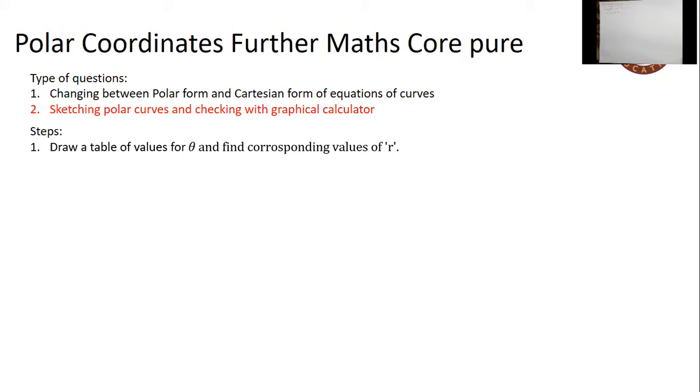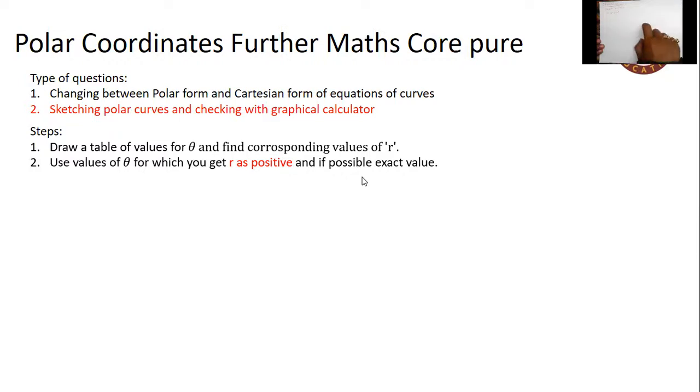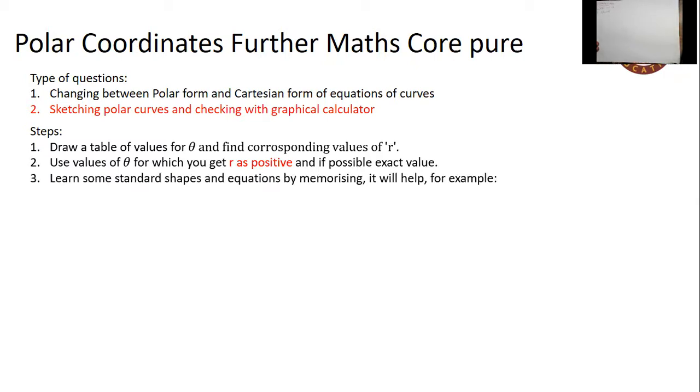We did that in Day 7 when you started drawing graphs from a table of values. But it's very important that you use those values of theta for which you get r as a positive answer, because Edexcel only wants you to plot the values of r where they're positive. For MEI, we do negatives as well, and I'll show you a couple of examples for both. And if possible, use exact values. So we take the standard values first, and then if we need a bit more, we can come into intermediate values after that.